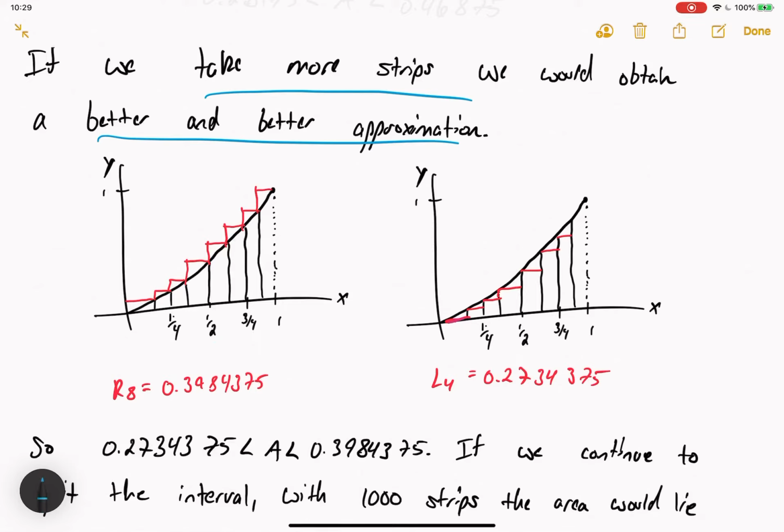Okay. Sorry, that was weird. I didn't want to erase. It may not be clear, but this area right here, the fact that we use the right endpoints now, it's actually smaller than the area, the overestimate we had before.